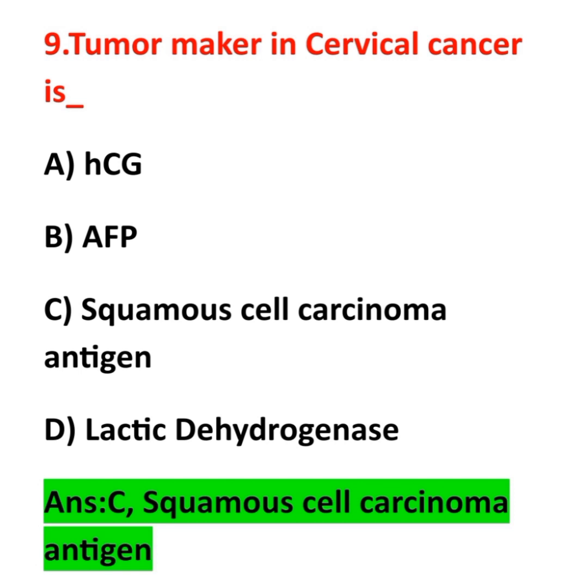HCG is the tumor marker used to diagnose trophoblastic tumor. AFP, alpha fetoprotein, is used as a tumor marker in germ cell tumor. And lactic dehydrogenase is a tumor marker in ovarian germ cell tumor. Here our question is, tumor marker in cervical cancer, and option C is the correct answer.